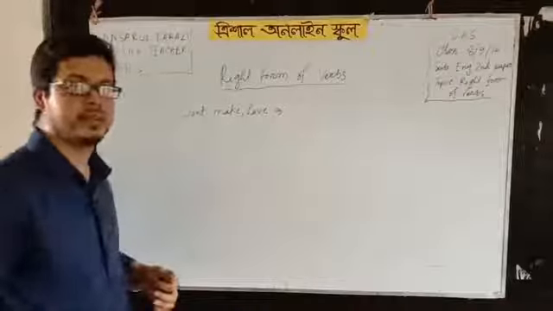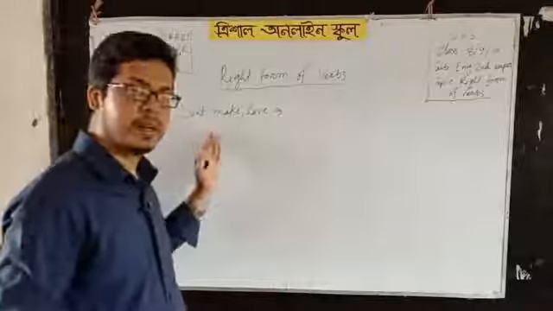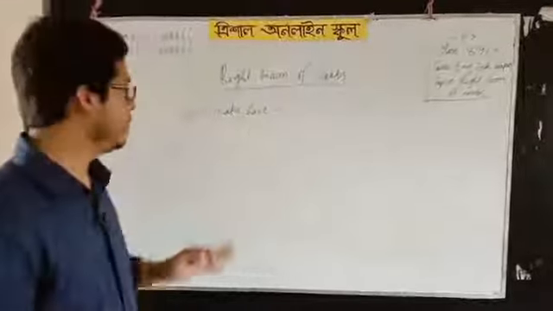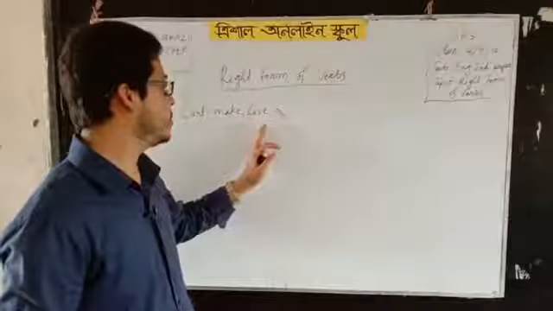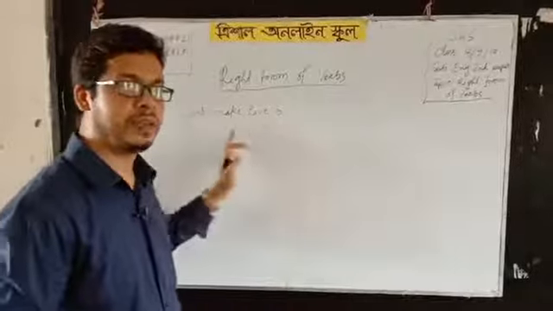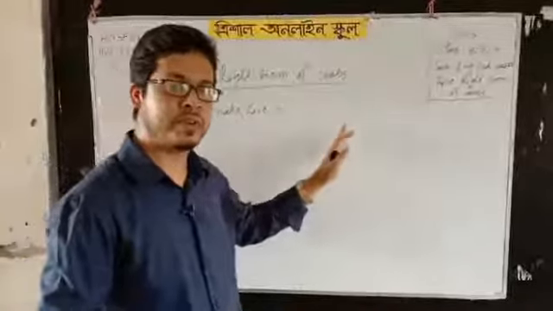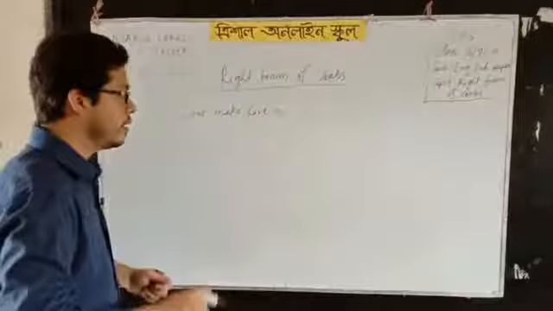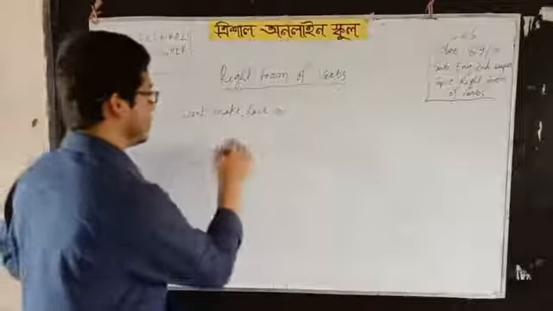I have written 3 words. One is want, another is make, another is have. Generally, if there is a personal object after these words, we have to write the base form of the verb. I am clearing it.